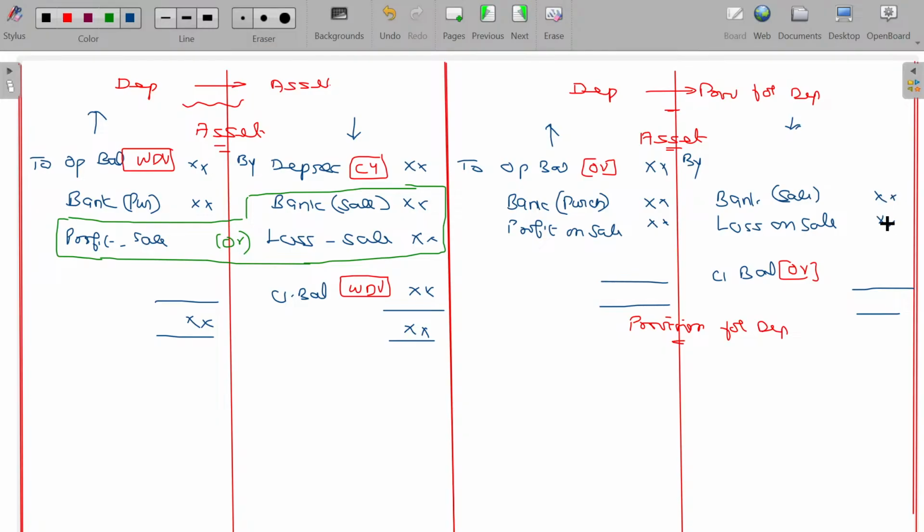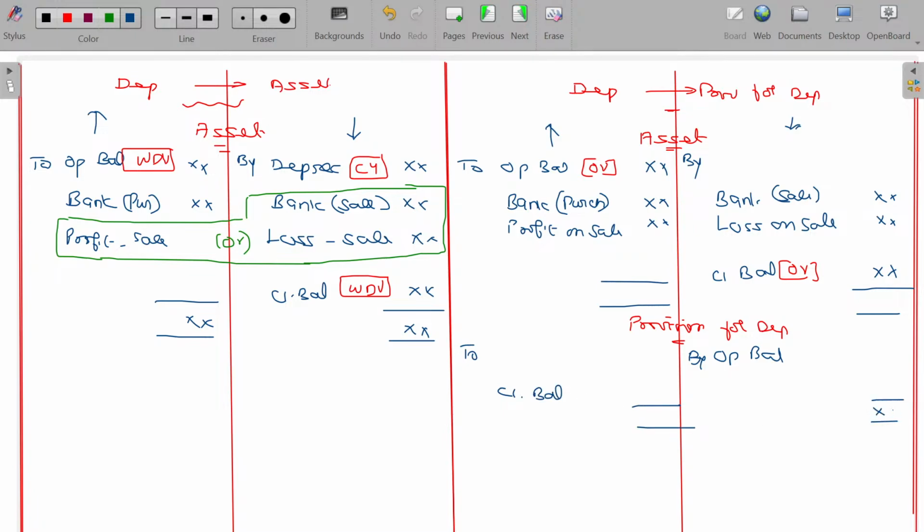Clear? Then where will you show the accumulated depreciation? We have a separate account called provision for depreciation. That's a liability item, or a deduction from the assets, and should be shown in the provision for depreciation. Here, the opening balance should be on the credit side. Closing should be on the debit side. Is that clear?